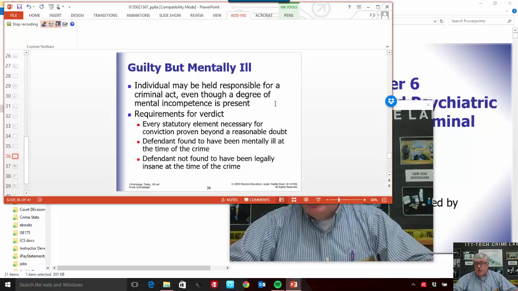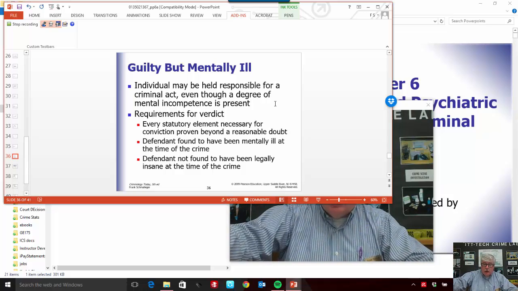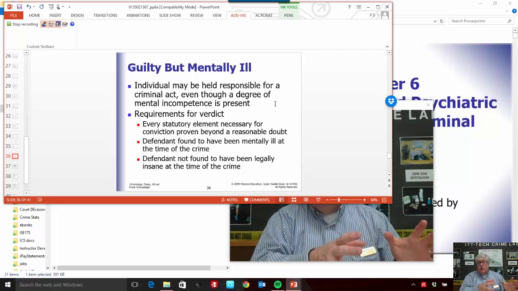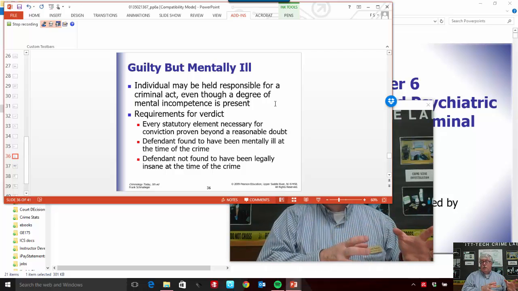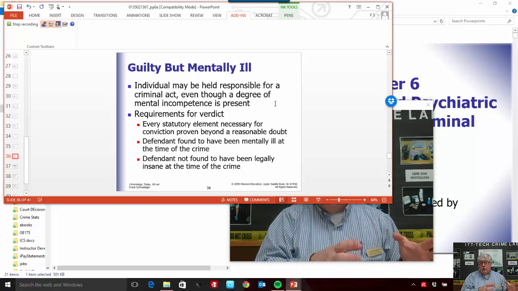That's guilty but mentally ill. You say, well, the person's sick in the head, basically. They need treatment, but they knew exactly what they're doing. So they're going to get treatment, but they're still going to wind up staying incarcerated.